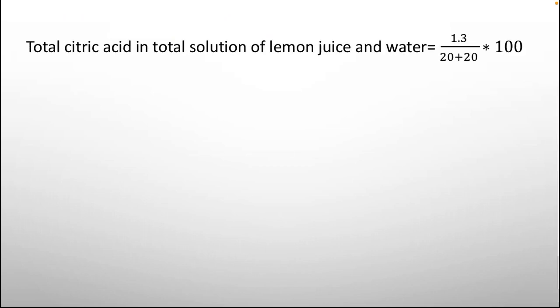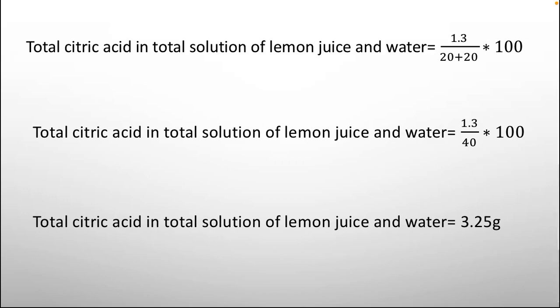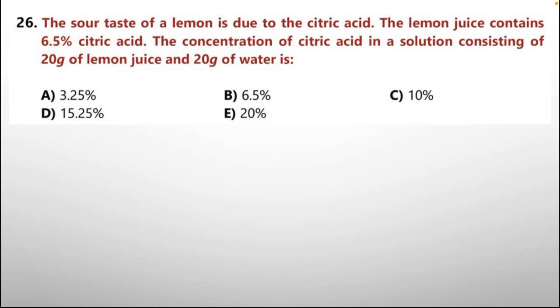Total citric acid in the total solution of lemon juice and water equals 1.3 divided by (20 plus 20), multiplied by 100. The answer we get is 1.3 divided by 40. This is the next step, and the answer we get is 3.25%. So the correct option, after doing calculations in the previous slides, is option A, 3.25%.